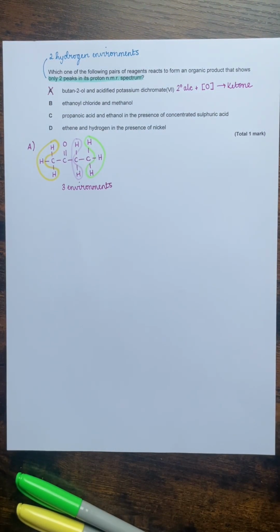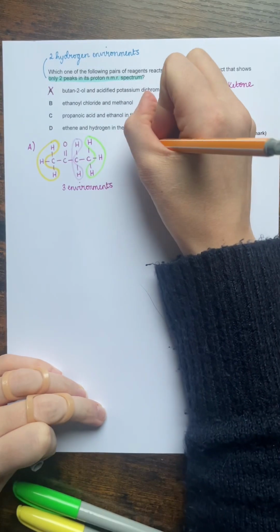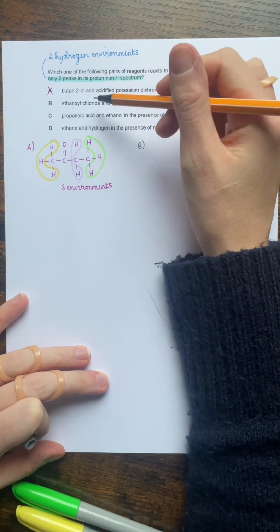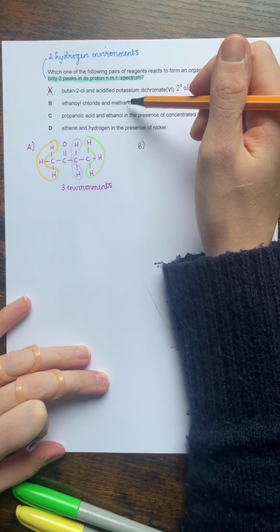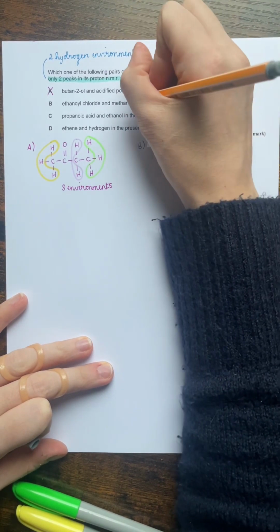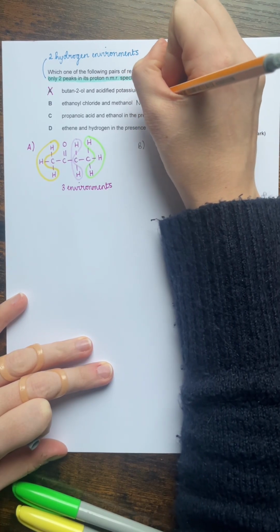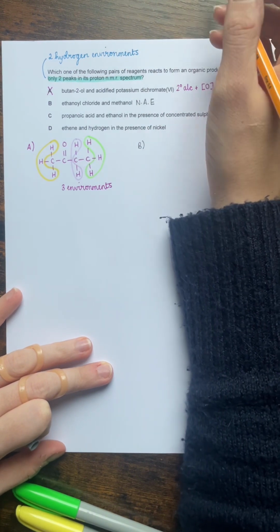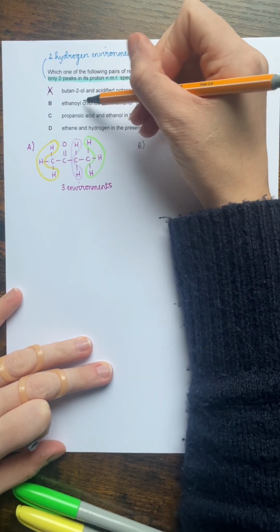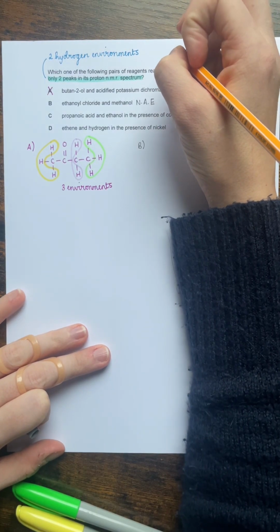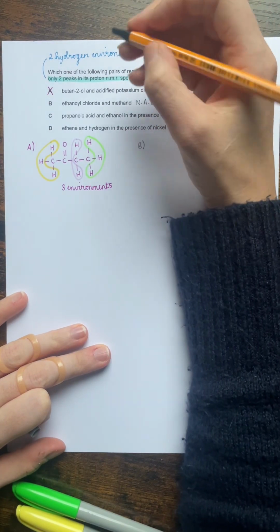Okay, moving on to the next example. We've got B, and B is telling us that we've got ethanoyl chloride, which is an acyl chloride, and an alcohol. So an acyl chloride and an alcohol, we're thinking about nucleophilic addition elimination. The oxygen of the OH of the methanol will be the nucleophile, will attack the delta positive carbon of the C double bond O in the acyl chloride, and that will therefore give us a C double bond O next to an O, so that's going to give us an ester.